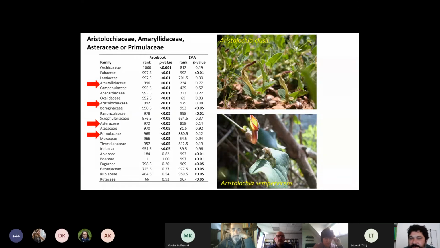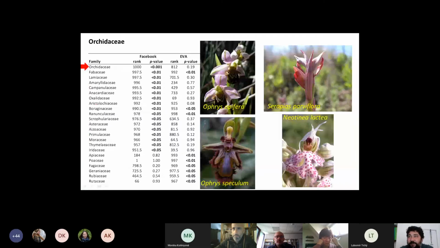The reason is that they are very showy, and usually these families have unusual shaped flowers, like for example Aristolochia, that catch the attention of untrained eyes. And also, as expected, Orchidaceae are the family most frequently recorded by Facebook users.